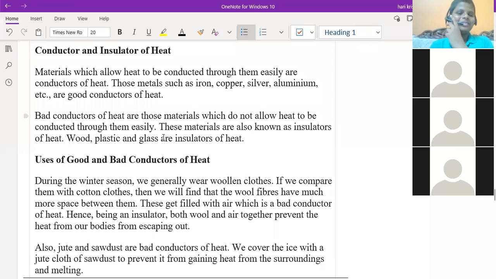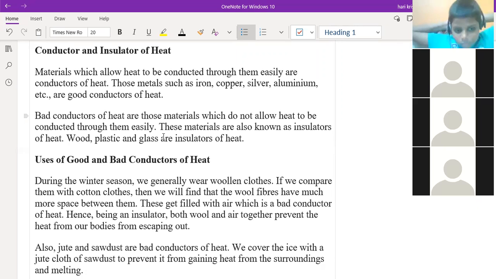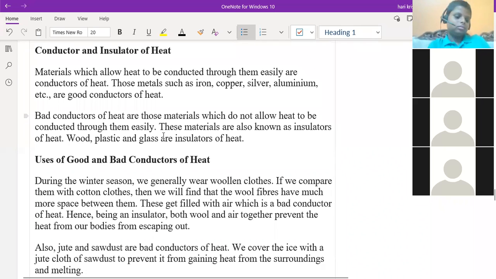Sir, I got confused about electricity and heat. Yes. So generally metals are good conductors of heat and electricity. All the metals have both properties. They will conduct heat as well as electricity. And if you take plastics, wood, glass, these are insulators. They will not transfer heat at all, and they will not conduct electricity either. Sir, is mercury a conductor of electricity? Mercury is a slow conductor of electricity, very, very little.